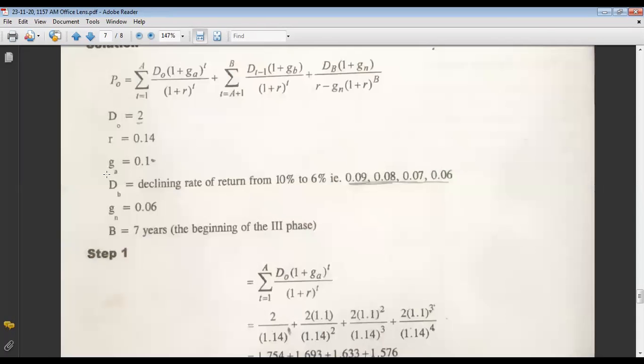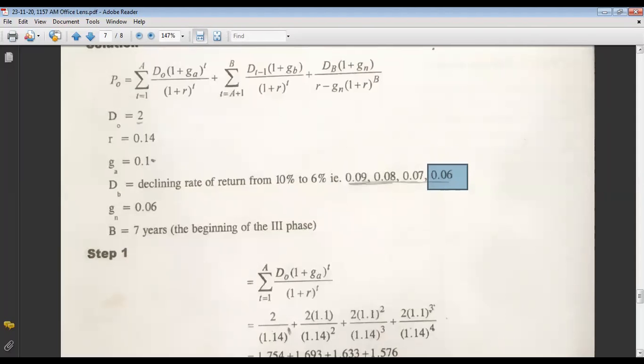Now pay attention. DB, that is my decline, my growth in my dividend is going to decline linearly from 10% to 6% over 3 years. That means what? This is what I experienced. 4th year is complete. So this is for 5th year. This is for the 6th year. This is for the 7th year. Okay. 7th year is going to get complete here. From 8th year onwards, I'm going to have a very constant growth.